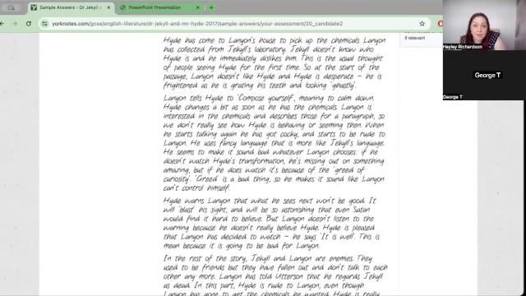Lanyon is interested in the chemicals and describes those for a paragraph. So we don't really see how Hyde is behaving or seeming then. When he starts talking again, he's got cocky. Cocky is a great word, but again, very colloquial, very relaxed. Another word for cocky: he's become arrogant. Ostentatious is a great word. And starts to be rude to Lanyon. Rude, aggressive, violent, antagonistic.